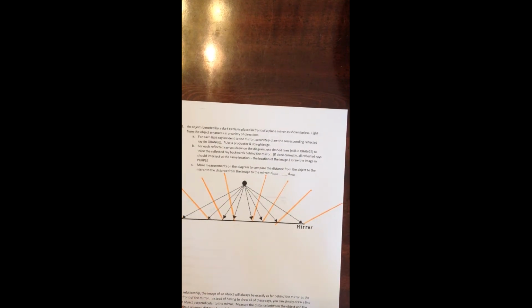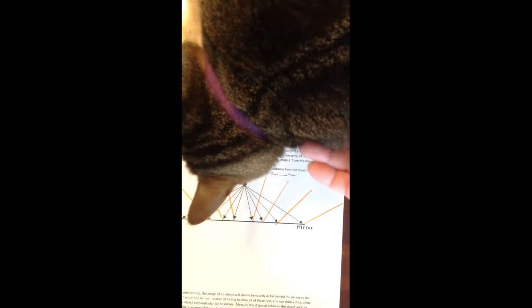So all of these solid lines that I just drew are the actual reflected rays from this object. But what we're going to do is trace these back behind the mirror.